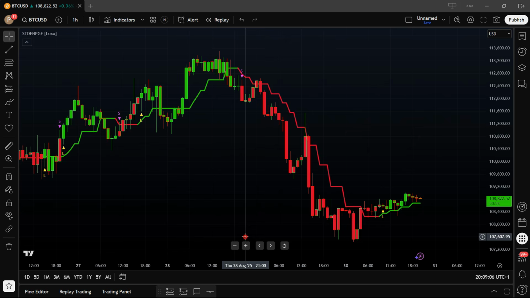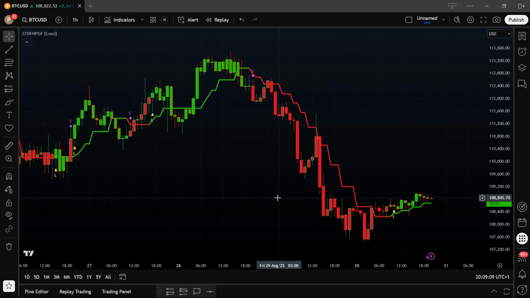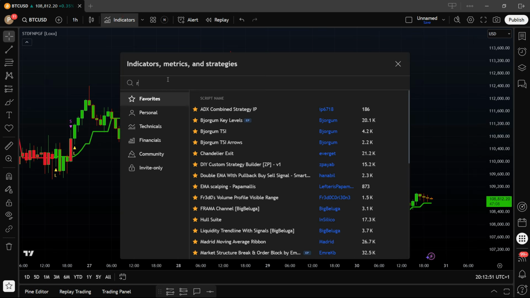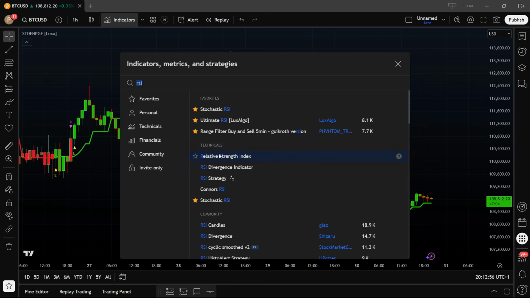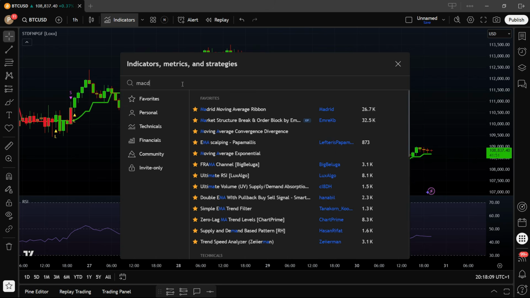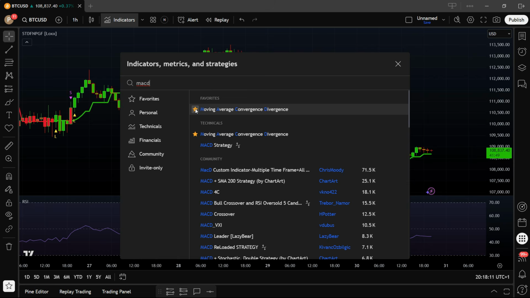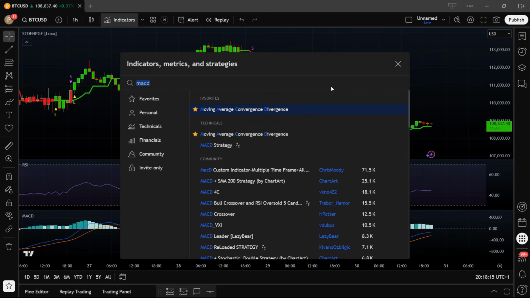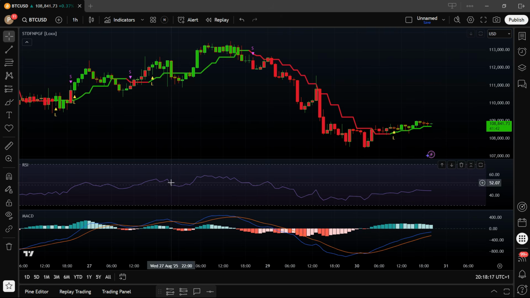Next, we'll add 2 indicators for confirmation. Go back to your indicators list and add the RSI, or Relative Strength Index. This will help us gauge the strength of the momentum. And finally, add the MACD, or Moving Average Convergence Divergence. We'll use this for a final momentum check. Now your chart should have all 3 tools visible.